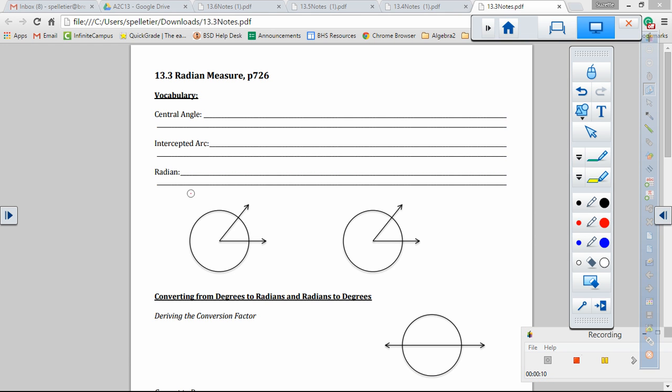We're going to start off with a central angle, and I know we've talked about this already a lot. It is an angle with the vertex at the origin. Remember that the origin is right at the center of the circle, so it's a central angle. This right here would be an example of a central angle. Good job, central angle.